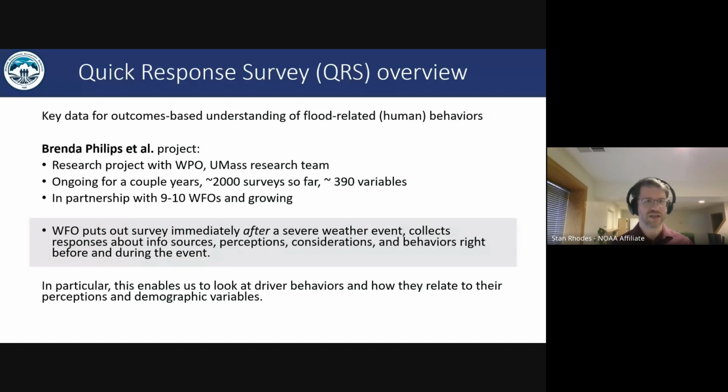One of the key things here is that they put out the survey immediately after a weather event. The WFO tends to put out a link on social media, and people take these surveys, and the survey collects responses about information sources that people used during the weather event, perceptions, considerations, and other behaviors. Did they drive? Did they do something else? Did they stay home? What did they do? This enables us to look at driver behaviors, which is what we're interested in. So we're not looking as much at people that did other things. We're really interested in the people that chose to drive.